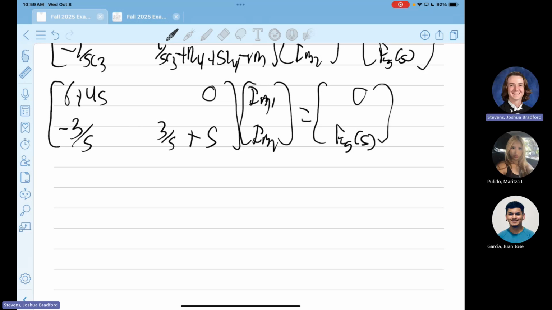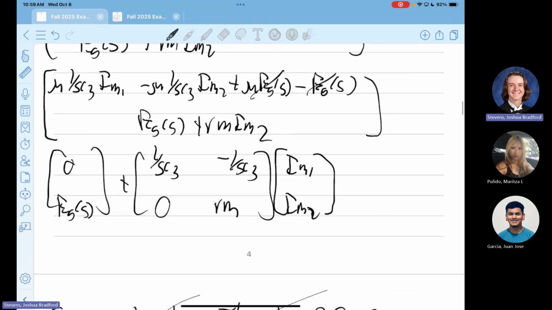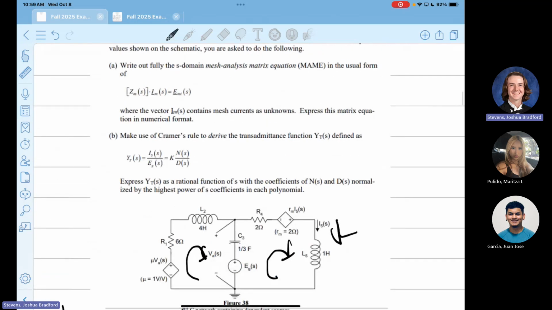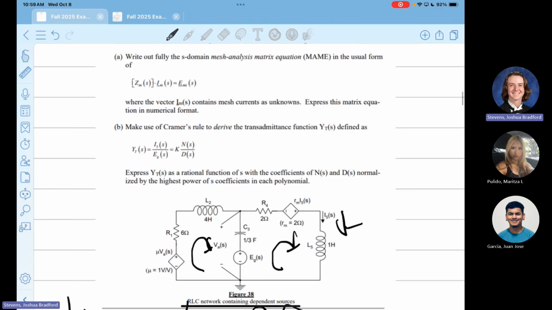All right. We have technically finished part 1. Yay, we got probably half. We've done the main. Okay. Next part, use Kramer's rule. Good old Kramer's rule. To find the transmittance, which in this case is I5 over EG of S.